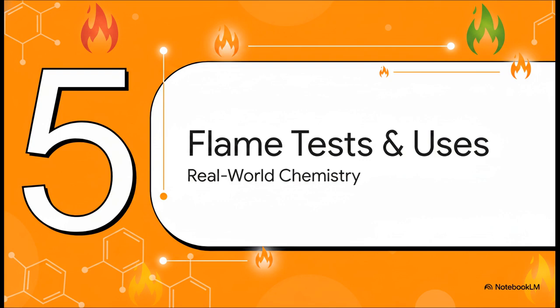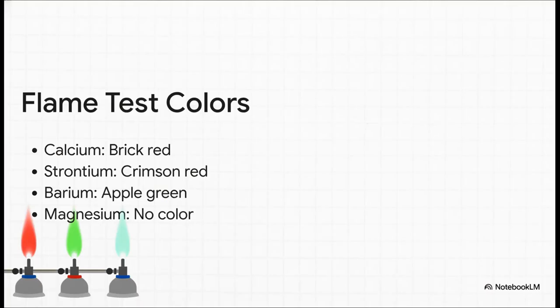Moving on to our final segment, Section 5, Flame Tests and Applications. Let's get into some real-world chemistry. So, how do we quickly identify these invisible metal ions if they're already dissolved in a solution? Easy, we burn them. By dipping a clean nichrome wire into the salt and holding it in a roaring blue Bunsen flame, that intense heat actually promotes the outer electrons in the metal to a higher energy level.